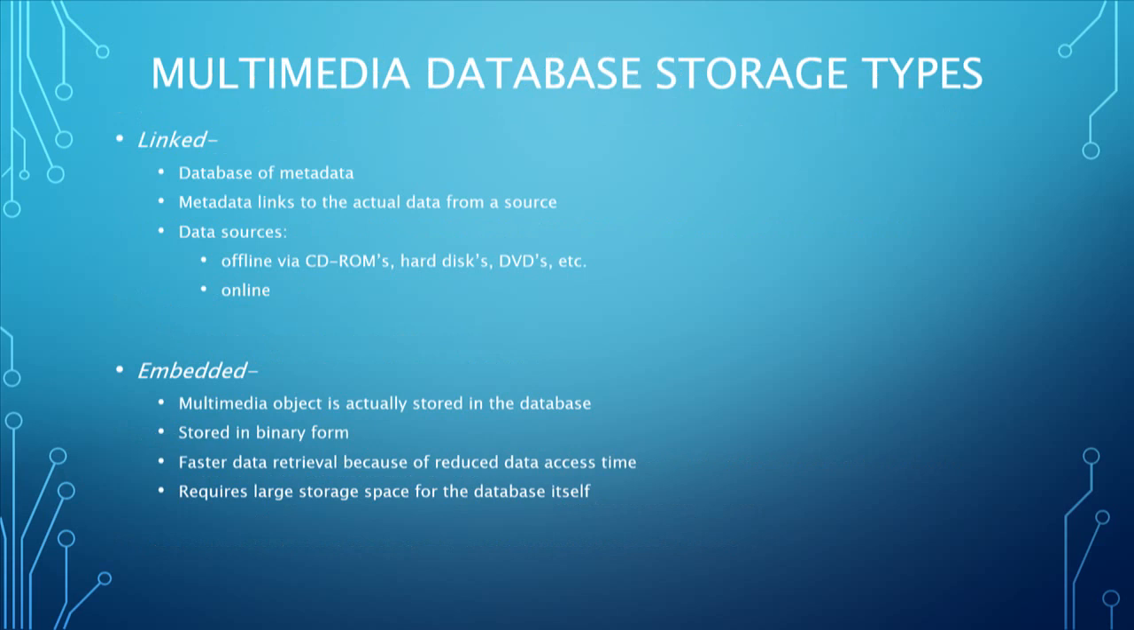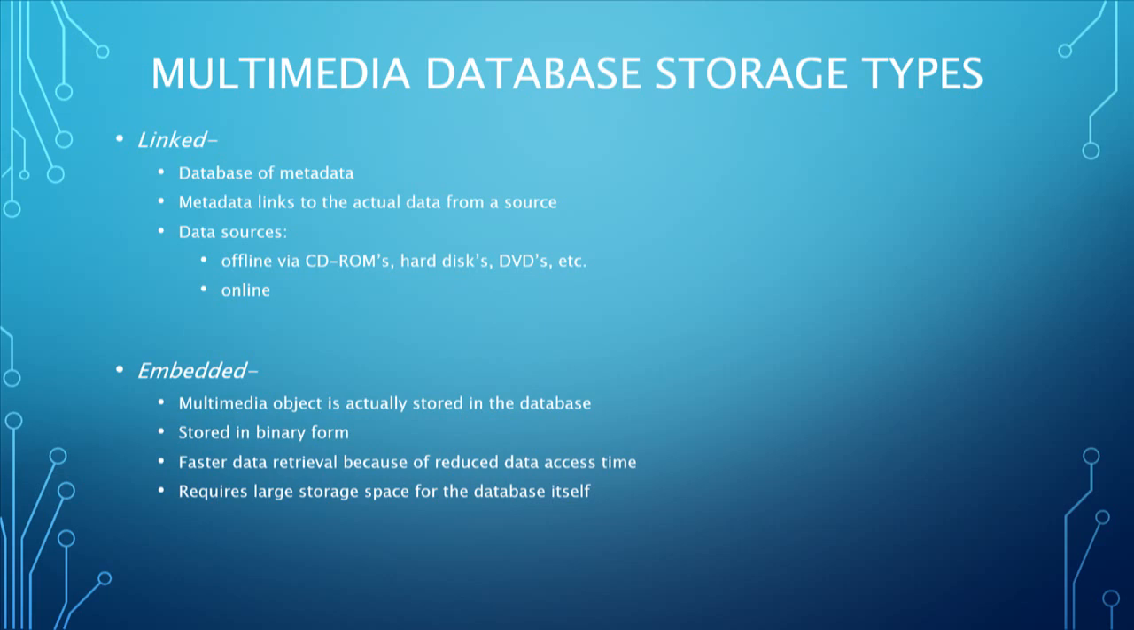For a multimedia database, you can store it in a few different ways. One being linked and one being embedded. With a linked one, it's usually a database of metadata. The metadata then contains links to the actual source of the data that you're looking to look up. Some of the data sources could be offline, which is CD-ROMs, hard disks, DVDs, stuff like that. Online would be using a URL or going out to a web page and pulling that information back.